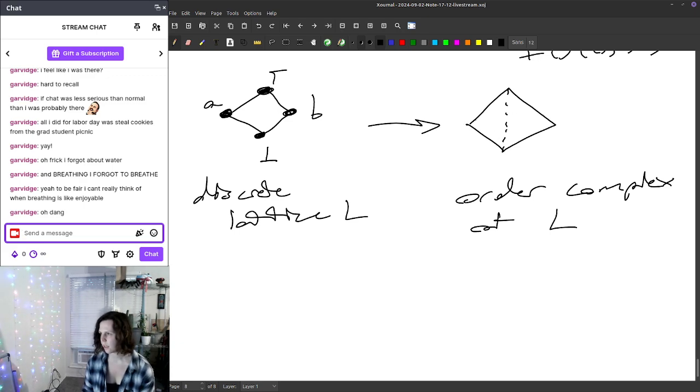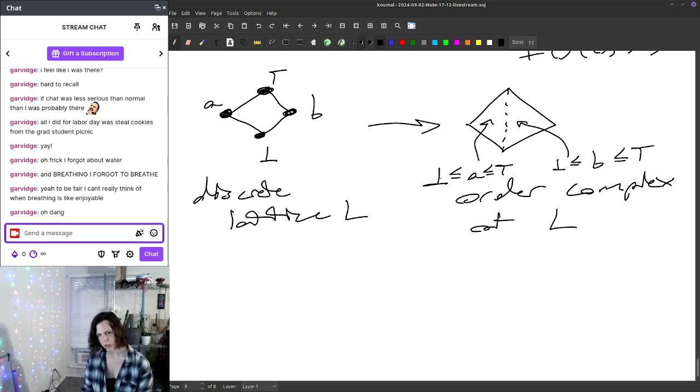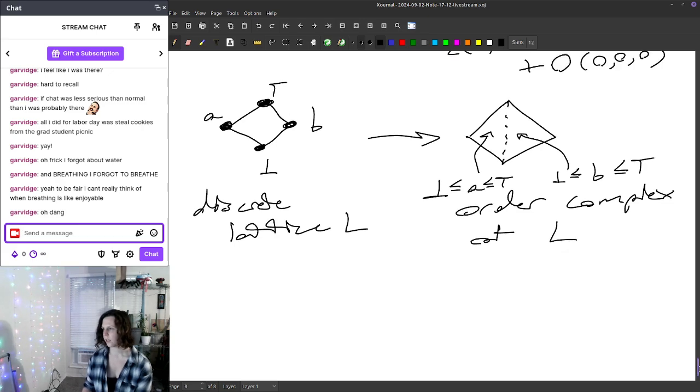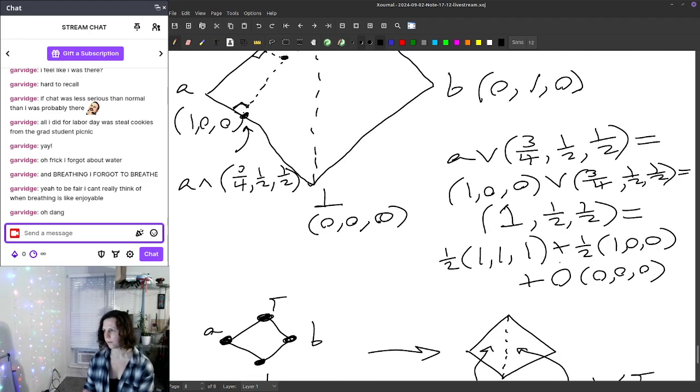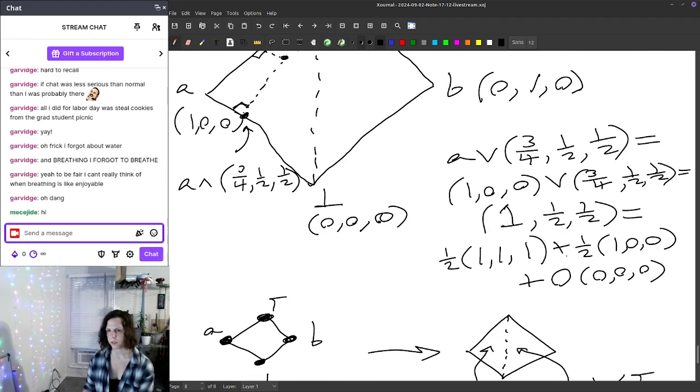And so the idea is that these triangles correspond to maximal chains in the original lattice. So this one corresponds to the chain bottom is less than or equal to A is less than or equal to top. And this filled in triangle is bottom less than or equal to B less than or equal to top. So that's the order complex of the lattice. And so every point is in one of those 2 triangles, or it lies on both of them. And so those are exactly these points that I was getting here.